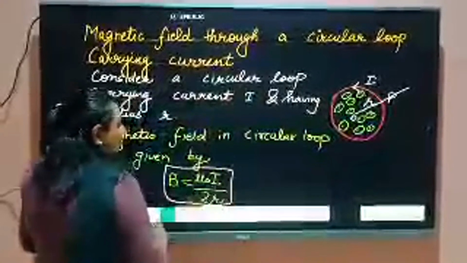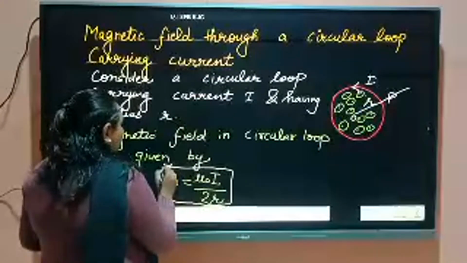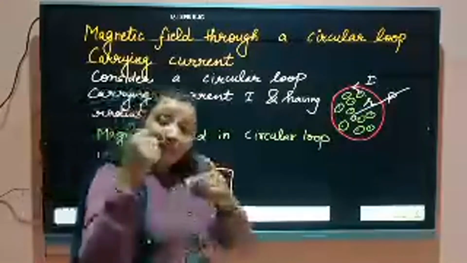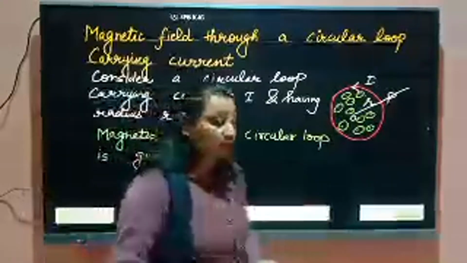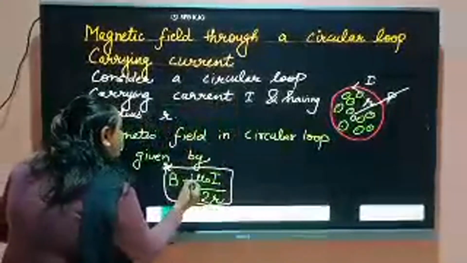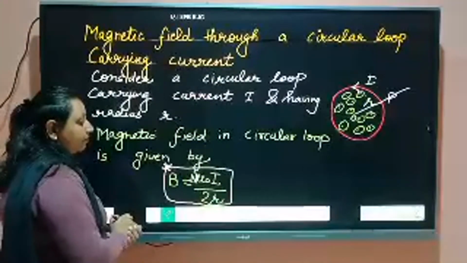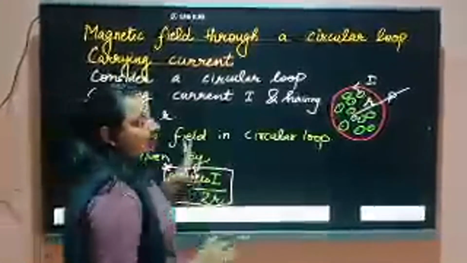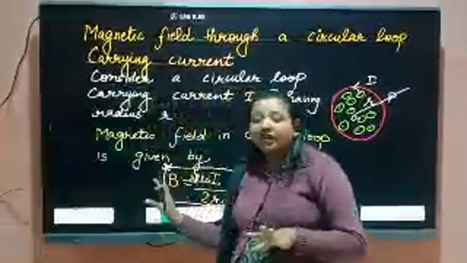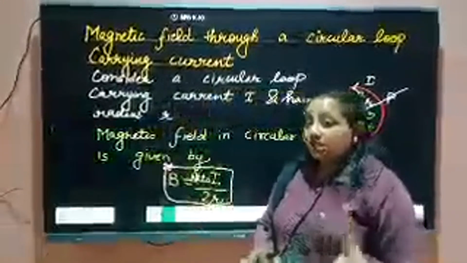सो म्यू नॉट I अपॉन 2R. एंड क्योंकि सर्कुलर लूप है तो कितने भी n नंबर ऑफ टर्न्स हो सकते हैं. So we multiply this with n. So n mu naught I upon 2R. So this is the formula to find the magnetic field in case of circular loop.